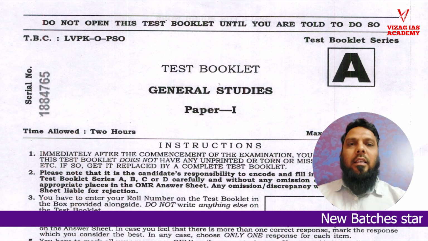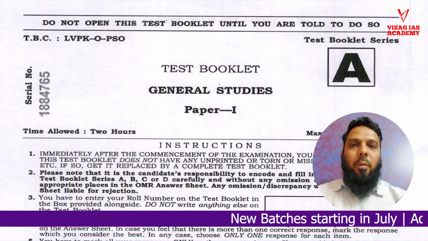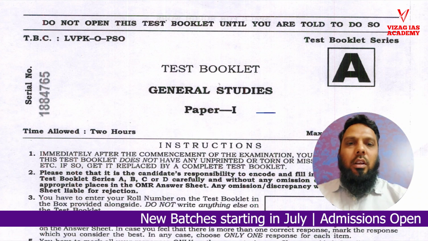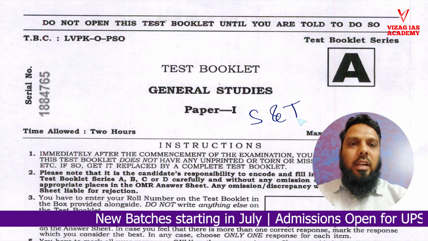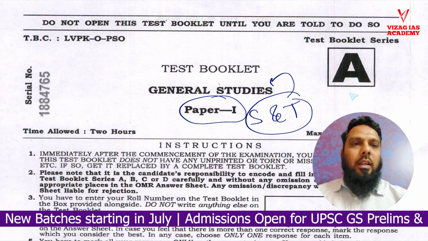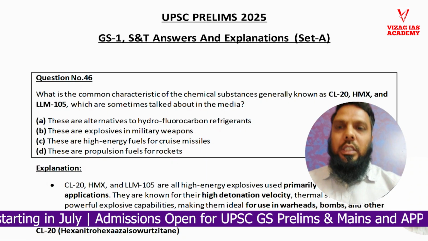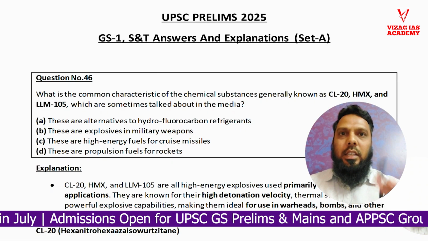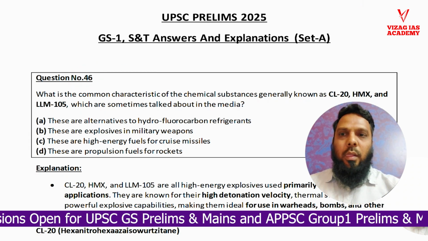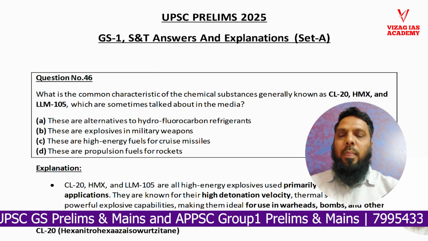Today we will be discussing the UPSC Prelims 2025 question paper, and the specific topic of our discussion will be science and technology. So we will be discussing the science and technology part from General Studies Paper 1. This is set A. We'll start with our discussion. As far as science and technology is concerned, the first question that we have is question number 46. So we'll start with that in set A, as we have already discussed.